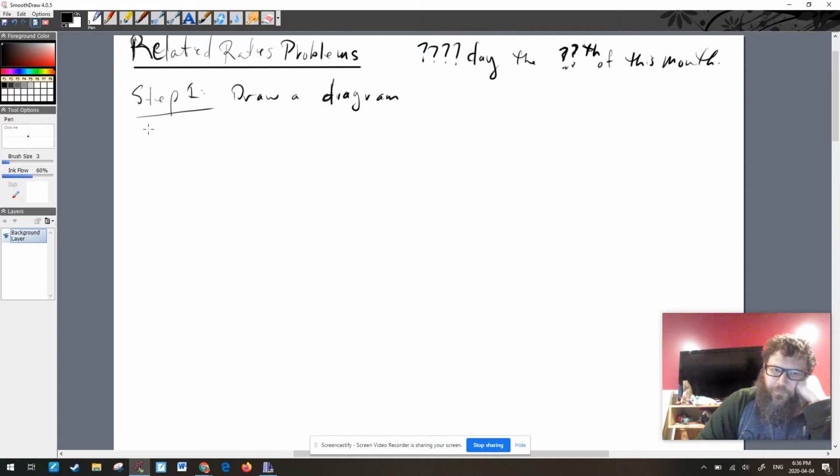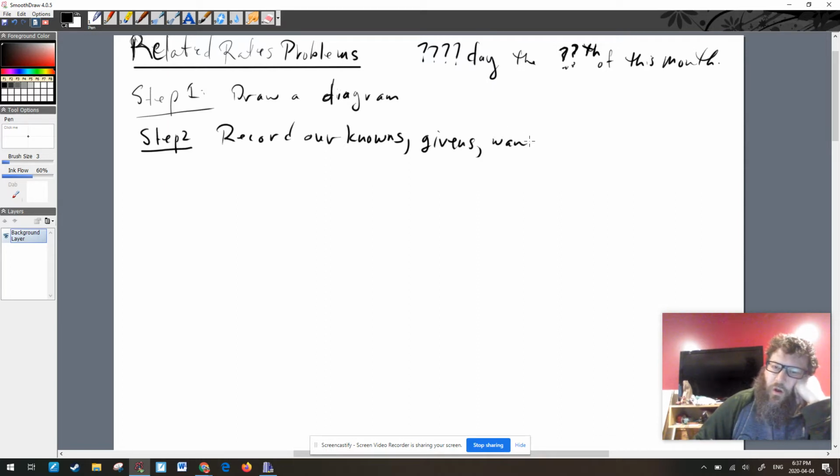Step two is we are going to record all of our knowns. We're going to record our givens, and we're going to determine what our wants are going to be. So knowns can be dimensions, it can be speeds, all that stuff. So knowns and givens overlap. I don't know really why I listed them separately. And then the wants are what it is that we're after.